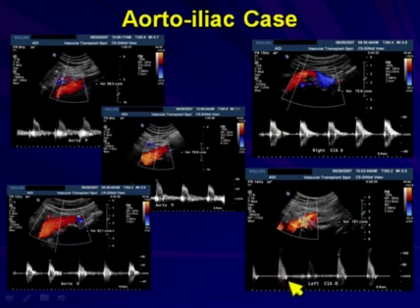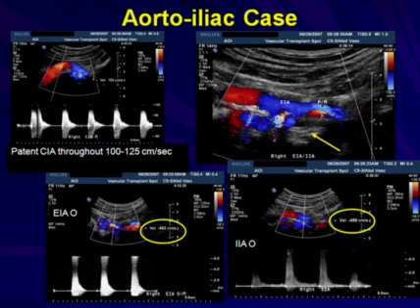This is a much more normal waveform on the left, where there is some reverse flow component, as opposed to this on the right, where it is a monophasic waveform and there's no reverse flow component. So we're going to be keeping an eye out on that. The right common iliac was patent throughout, with about 100 to 125 centimeters per second.